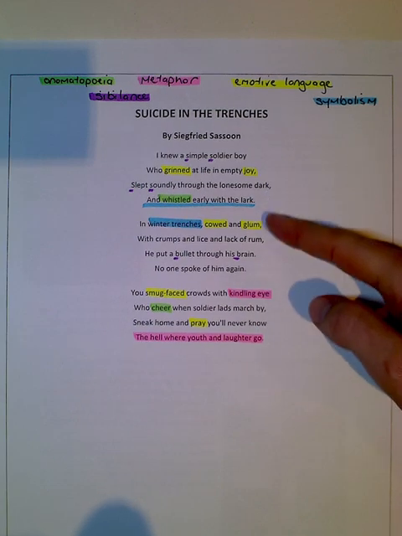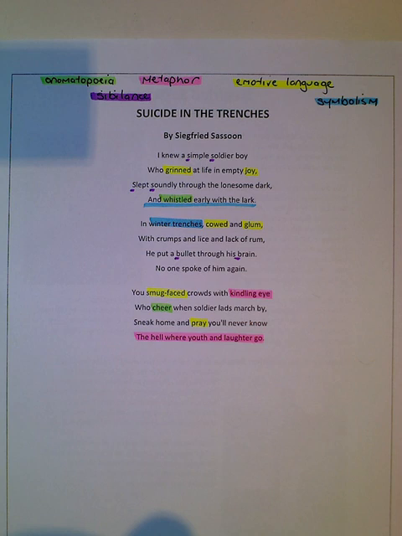So you need to talk about the contrast between this cowed and glum. So someone who was excited, who is now cowed. So we think hunched over, and glum, which is very sad. So we have with crumps and lice and lack of rum. This really emphasises those terrible living conditions that they had to face. And they were unhygienic, there was disease, terrible things happened. And we have that lack of rum, and you might think, well, alcohol, but it was their relief, okay?